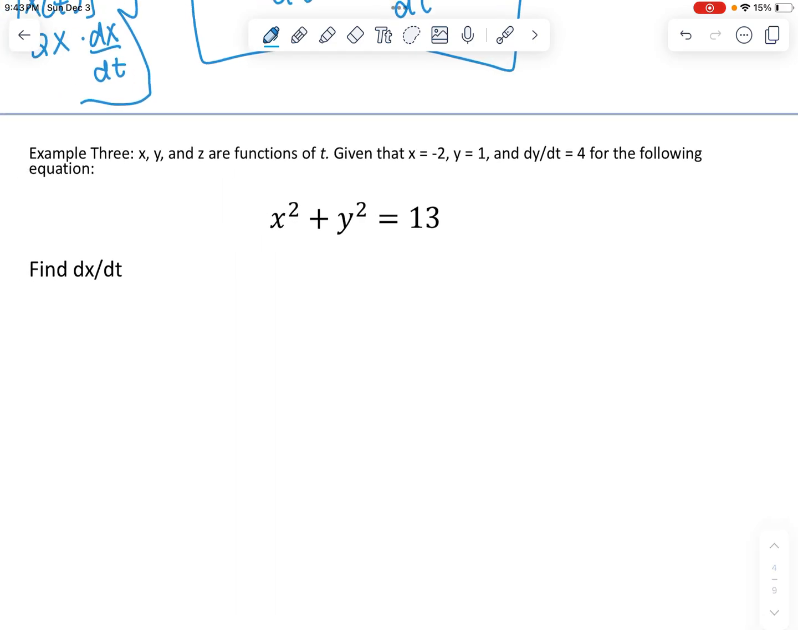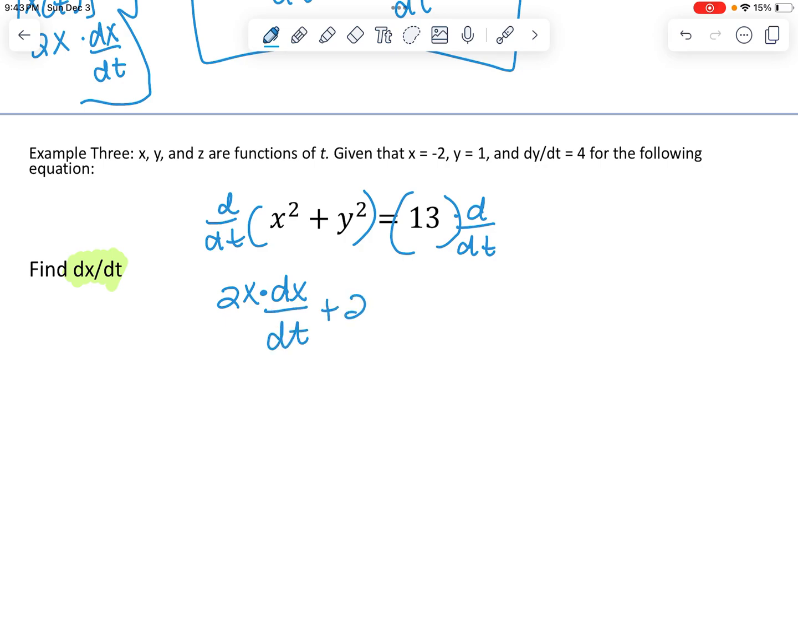So it says let x, y, and z be functions of t. We don't have a z in here, but that's okay. Given that x equals -2, y equals 1, and dy dt equals 4 for the following equation, x squared plus y squared equals 13, find dx dt. So we want to find the derivative of x with respect to t. If you look at this equation right here, I have no derivatives here. And so as it is, I'm not going to be able to figure this out. But what I can do is take the derivative of both sides with respect to t. And that will give me 2x times dx dt plus 2y times dy dt equals 0.